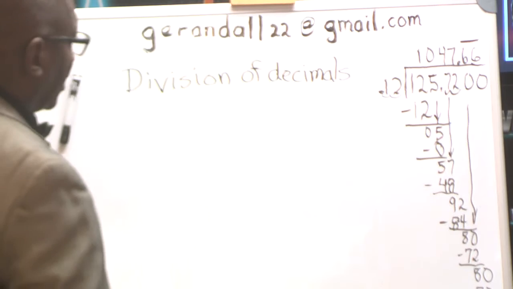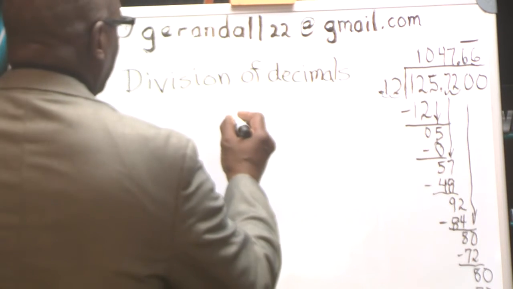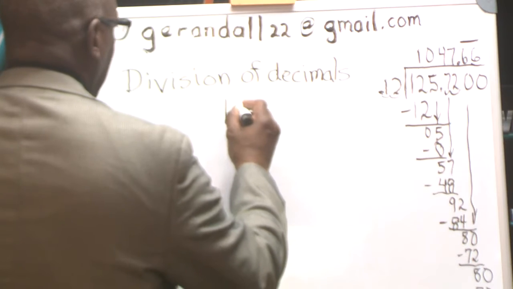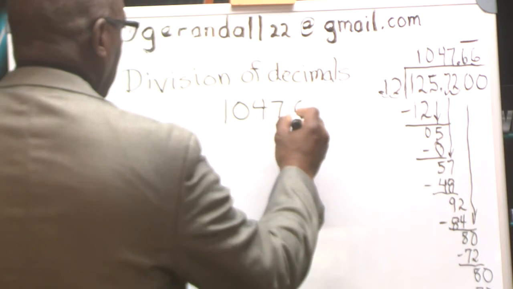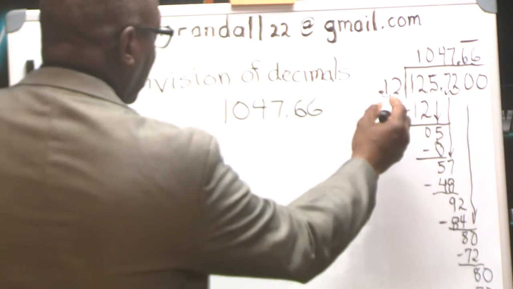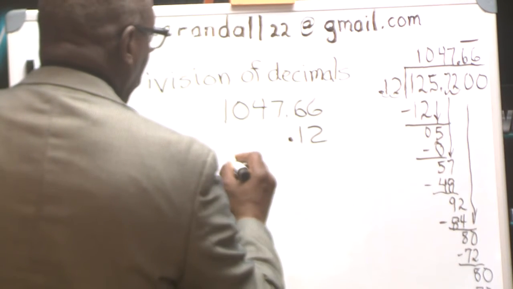Now, how do you check? Same thing as though you had whole numbers. You're going to write your answer, which is the quotient, and multiply it by the original number, which is 12 hundredths.